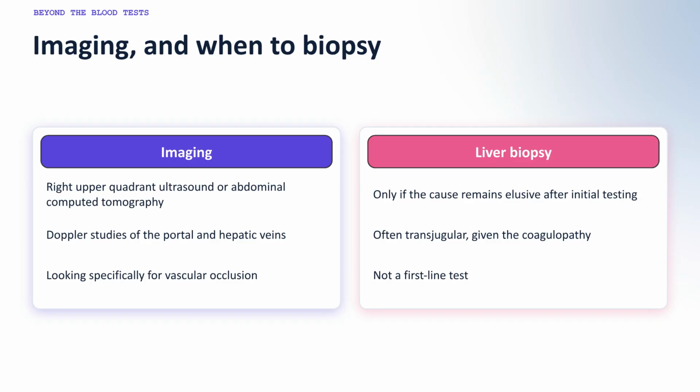Beyond the blood tests, image the liver, a right upper quadrant ultrasound, or an abdominal computed tomogram, and, critically, Doppler studies of the portal and hepatic veins. You are looking specifically for vascular occlusion, because Budd-Chiari has a treatment, and biopsy, only if the cause remains elusive after initial testing. Given the coagulopathy, it is usually done transjugularly. It is not a first-line test, and it should not delay transfer.